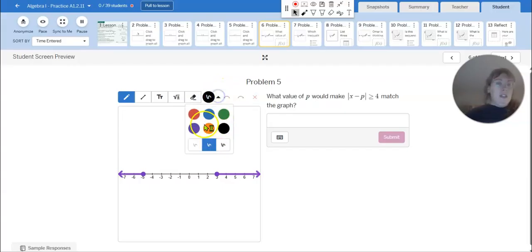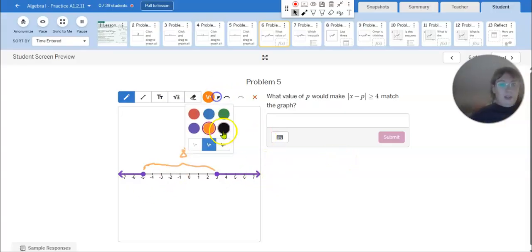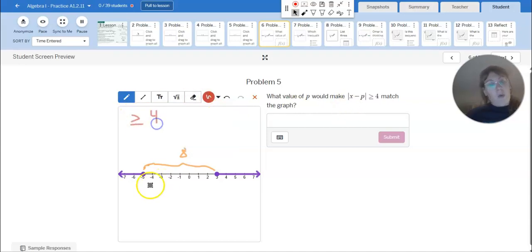What value of p would make x minus p greater than or equal to 4 match this graph? Oh, so we know that it's balanced on the left and the right, because remember we count 4 to the left, 4 to the right. So let's look at this distance from -5 to 3 is a distance of 8. So it's going to be right in the middle. So since our distance is greater than or equal to 4, 1, 2, 3, 4 gets us here. 1, 2, 3, 4, that works as well.